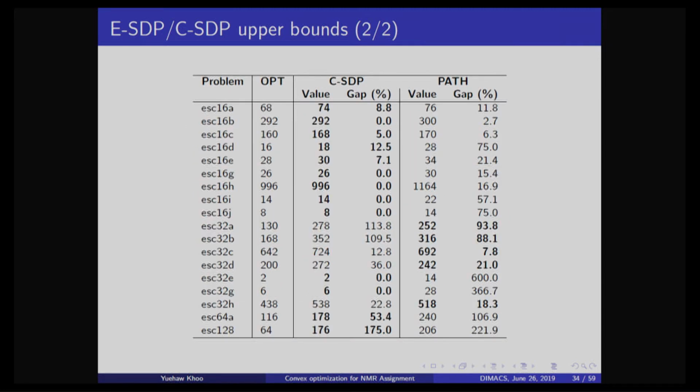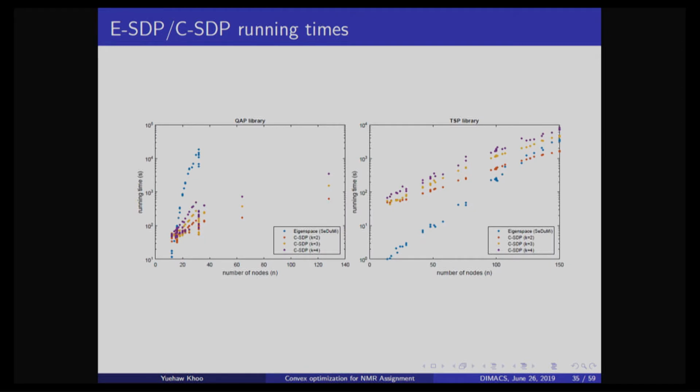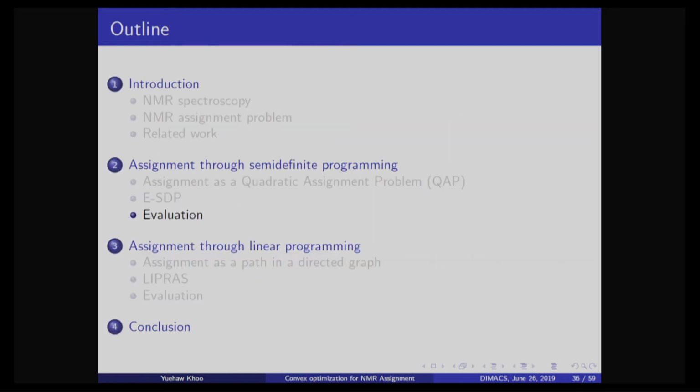And this is the type of complexity that we are getting compared to the eigenspace method. As you can see, the complexity is about order 2, a factor of 2 better than the eigenspace method.